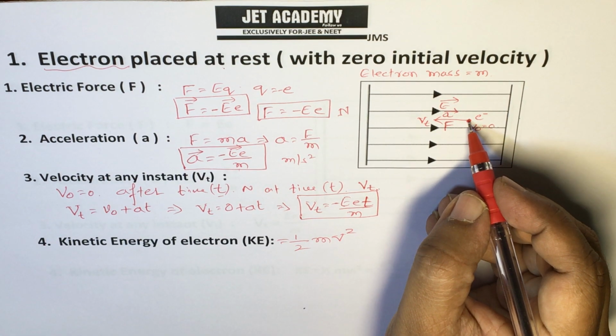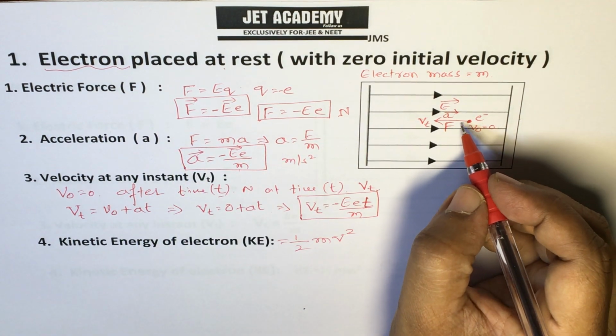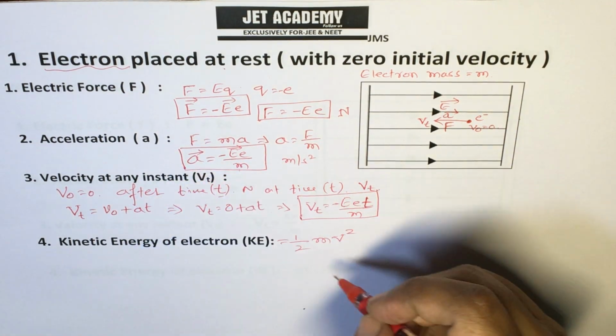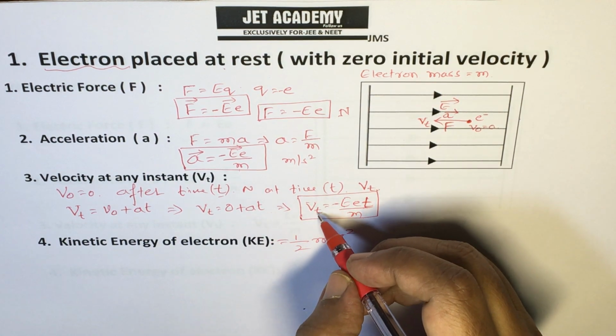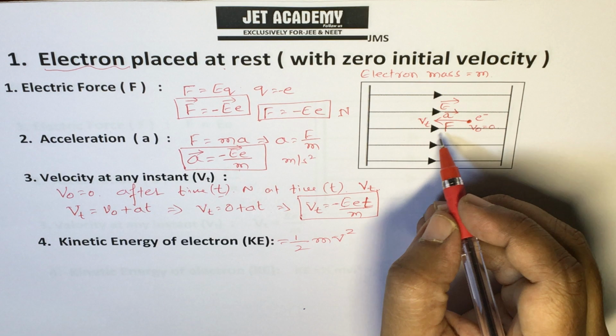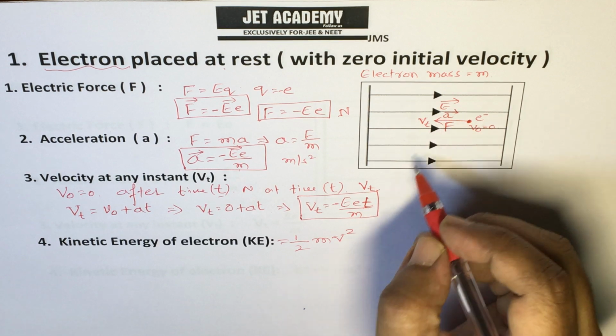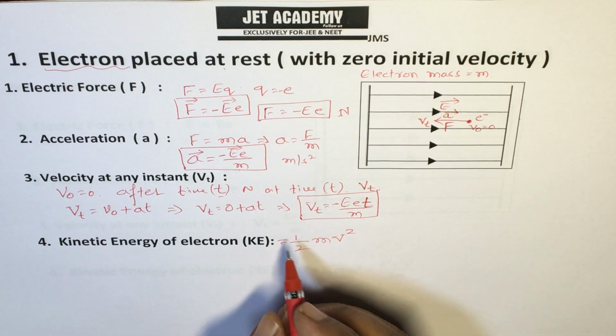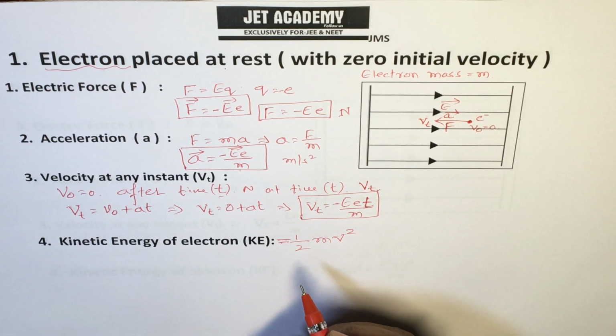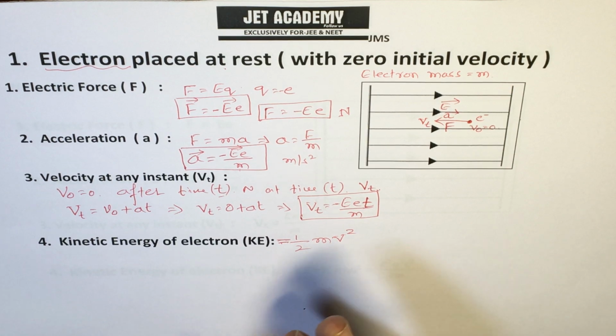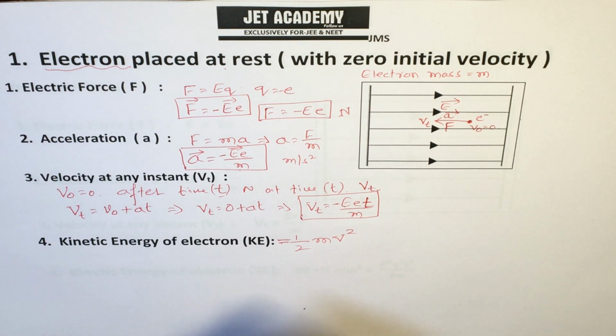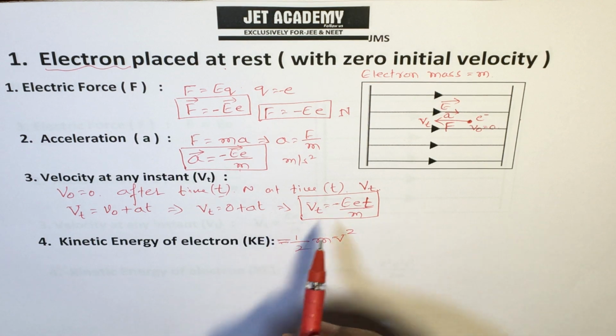But with respect to time, the electron keeps accelerating, hence it gains velocity at any given instant of time t. Then kinetic energy slowly increases with time. Hence, at any given instant of time, we call it the increasing kinetic energy of electron, and be careful with this word. Whenever we use it, you must be clear that in an electric field, the electron is kept at rest, and it increases its kinetic energy because of acceleration.